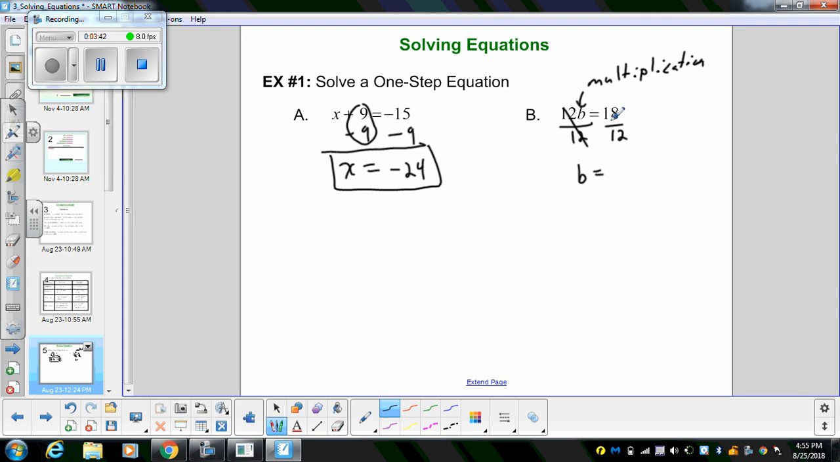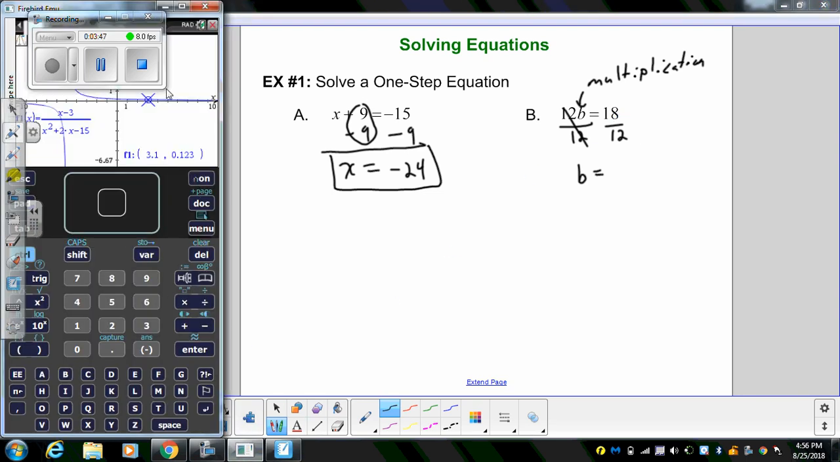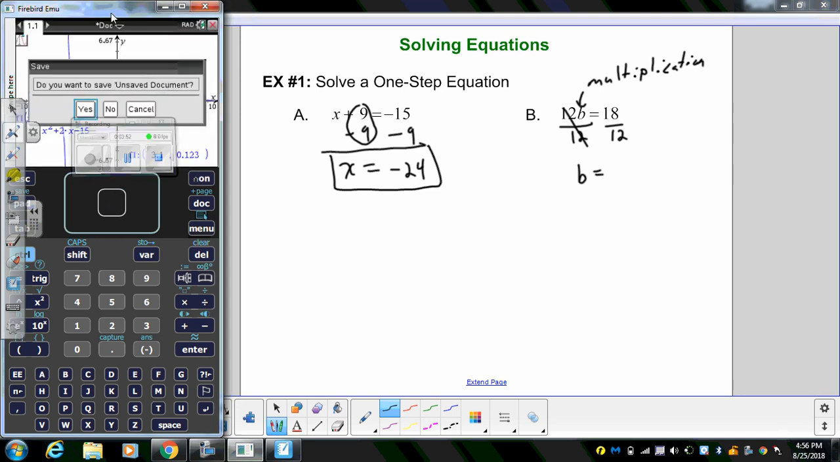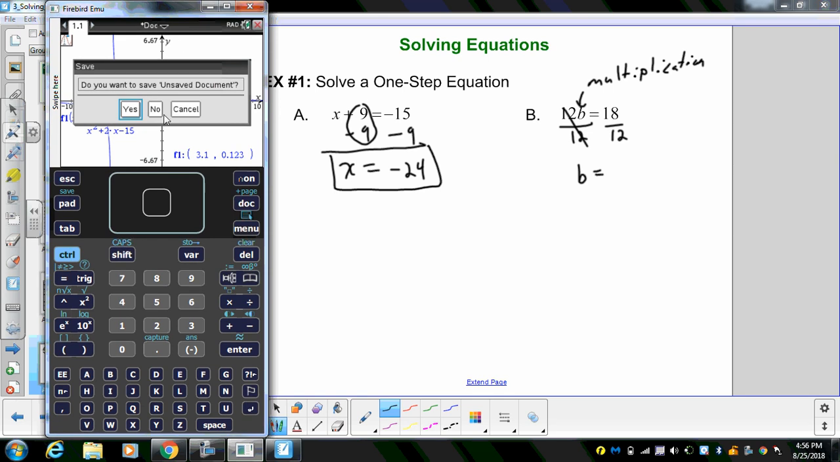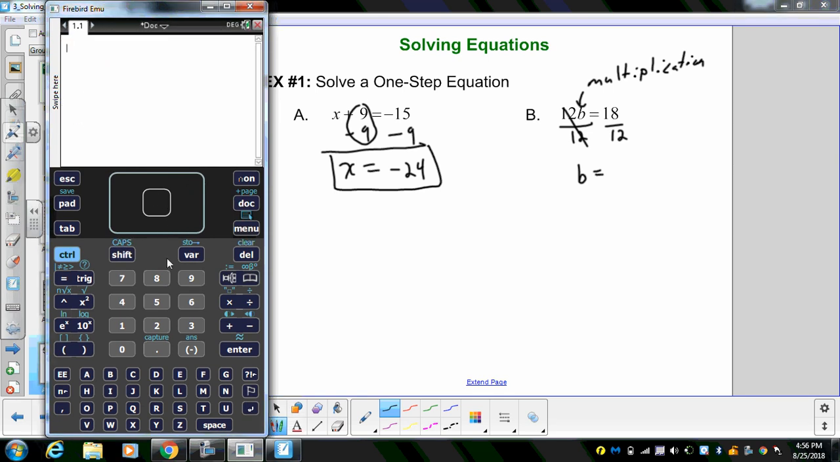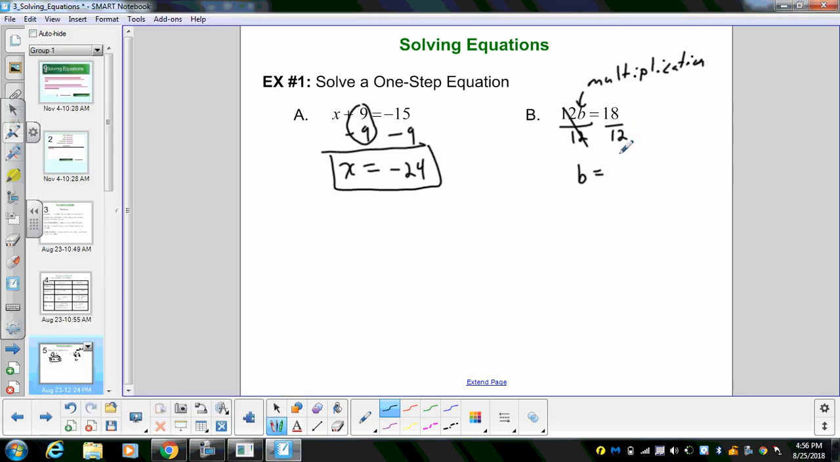All right, now to figure out what 18 over 12 simplifies down to in your calculator, we can actually type 18 divided by 12 and hit enter, and it gives it to us as the reduced fraction. So we'll see it'll be actually 3 over 2. And there you go. Alright, so let's look at the next example.